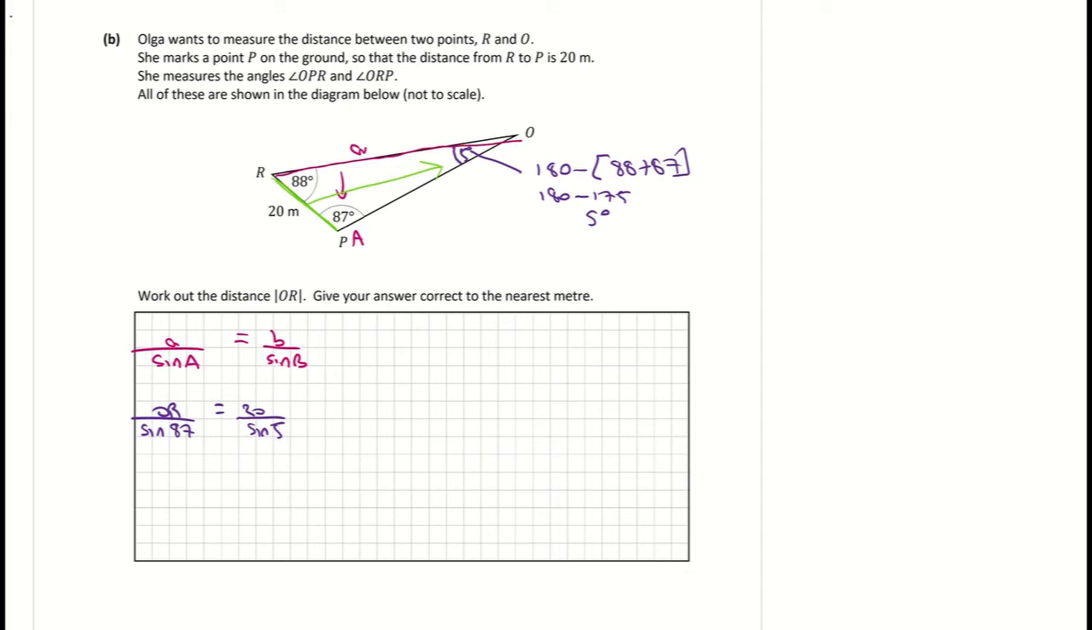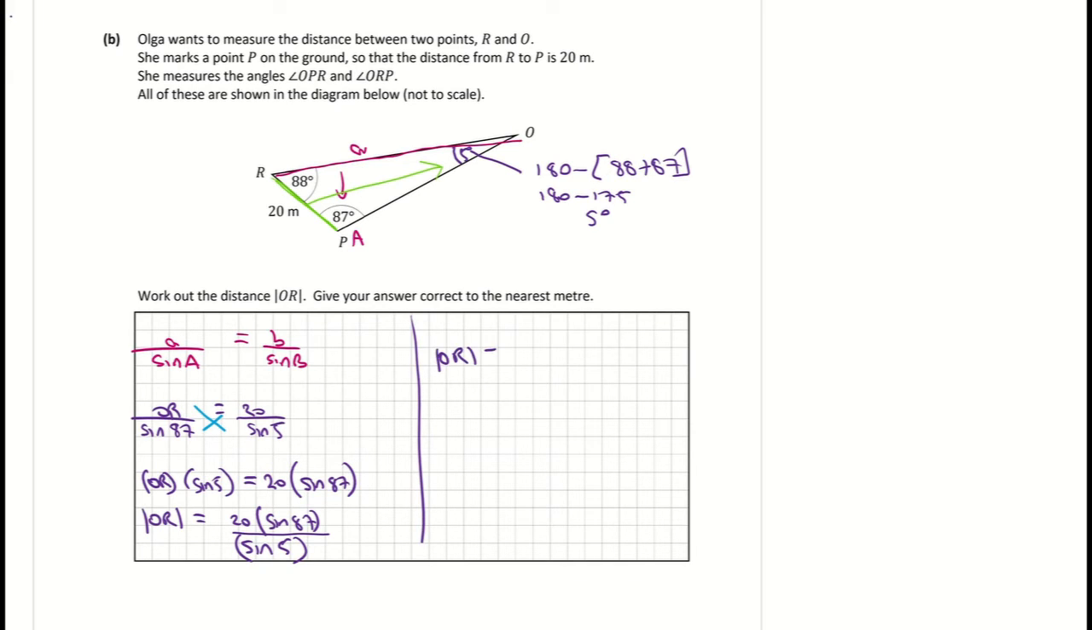And if I cross multiply, it gives me OR times sine of 5 equals 20 times sine of 87. You can turn them into decimals if you want. I'm going to stick in their original form. So that means OR is equal to 20 times sine of 87 divided by sine of 5 degrees. And when I work that out, I get the length of OR to be 229.16. And the question wants it to the nearest meter, so 229 meters.